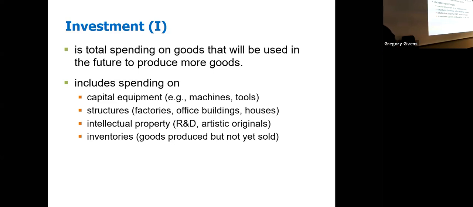Another category of investment spending is structures. This includes new factories, new office buildings, new warehouses, and also new homes for residential purposes. Let me reemphasize that. The rental value of your apartment or your home counts towards consumption spending, and it's part of the services component of consumption.